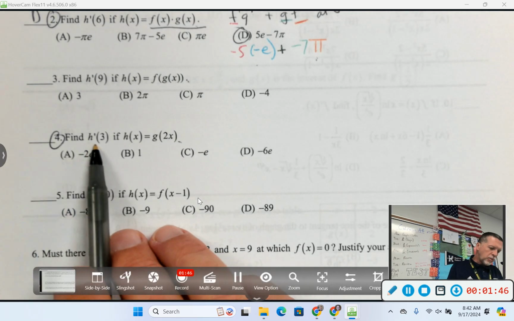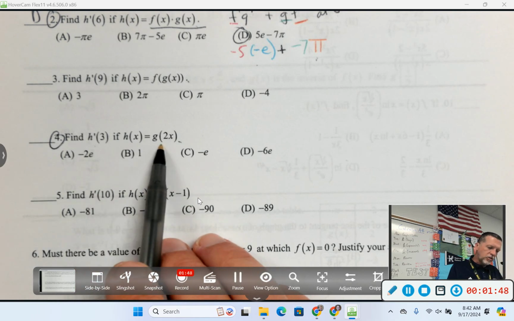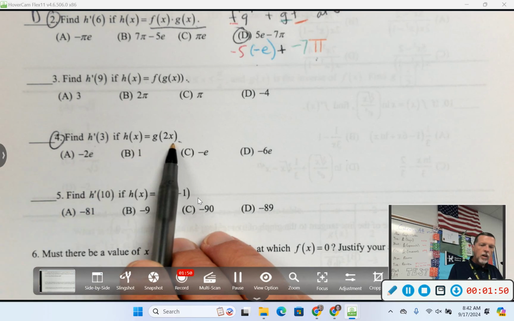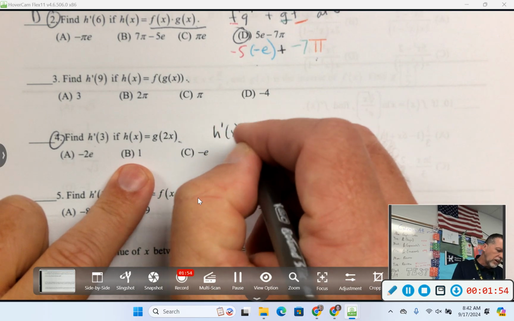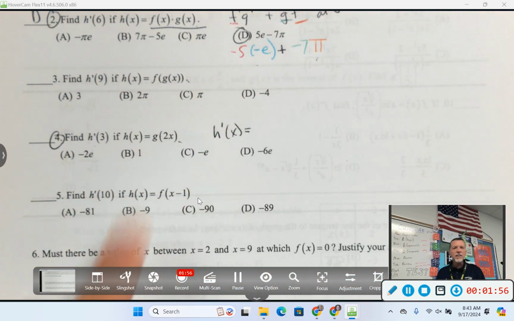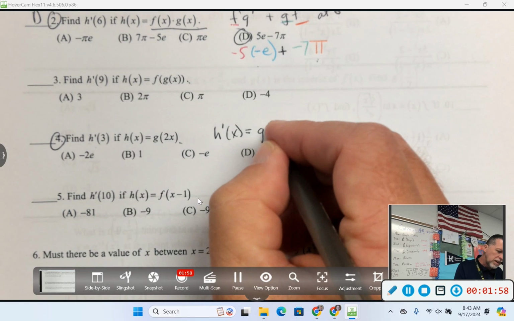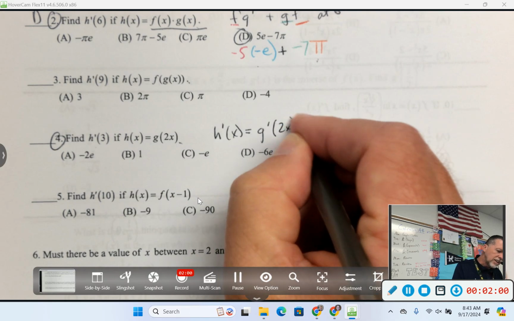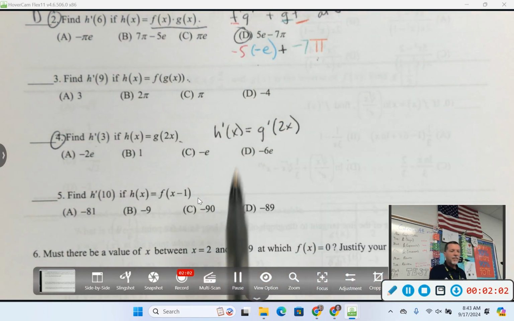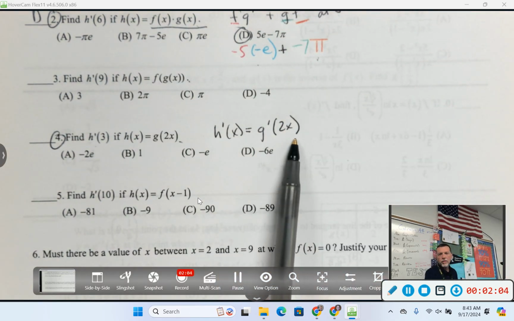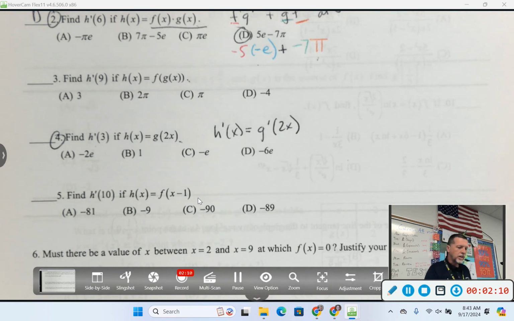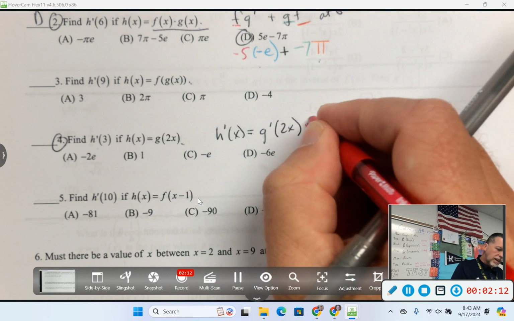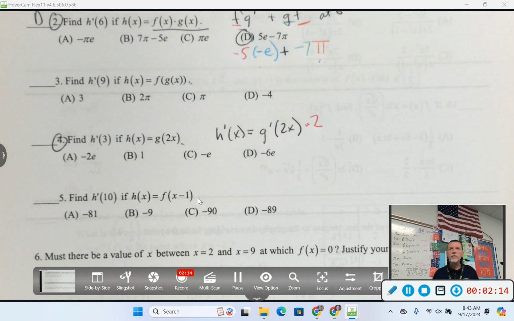Number 4, h prime of 3 if h of x equals g of 2x. So this looks like a chain rule thing here. So outside in, derivative of g is g prime. Leave the inside alone. And my guess is that's probably the majority of the mistakes are people doing that, g prime of 2x. What am I missing? What else do I need to include on that? Times 2, the derivative of 2x. So the chain rule.